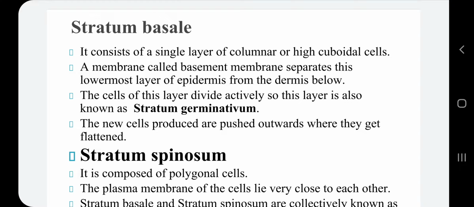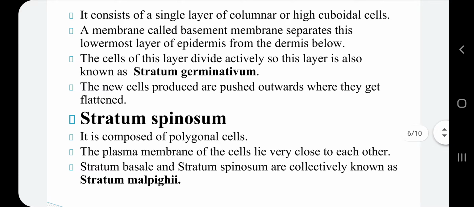And this layer, stratum basale, is also called stratum germinativum. Why? Because the cells of this layer divide actively and keep on adding cells to the epidermis, and the older cells are shed at intervals. The new cells are added by this layer, and the new cells which are produced are pushed outwards, and the older cells which are present in the outer periphery are shed at intervals. So in this way, this layer is also called stratum germinativum, and above it there is stratum spinosum.